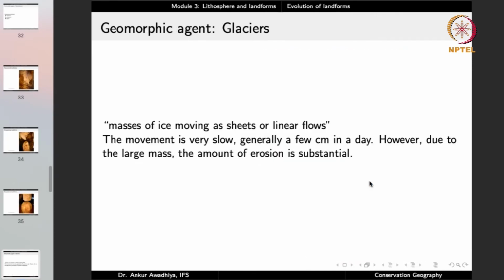Another geomorphic agent is glaciers. Now glaciers are masses of ice moving as sheets or as linear flows. So essentially they are rivers of ice. The movement is very slow, generally a few centimeters in a day. However, due to the large mass, the amount of erosion becomes substantial. And so they become important geomorphic agents, especially in those areas that have them. So glaciers are very important in carving out the topography of mountainous areas that have the glaciers.